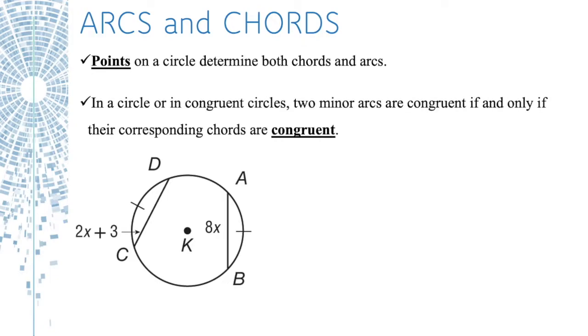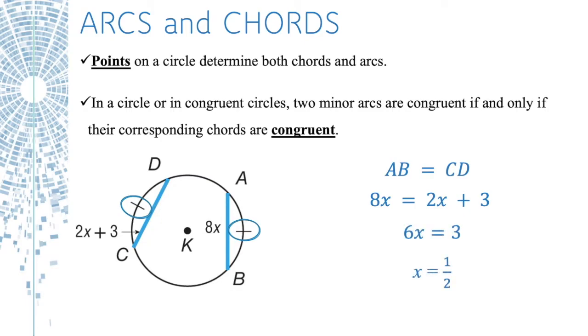In a circle, or in congruent circles, two minor arcs are congruent if and only if their corresponding chords are congruent. So if you see here, it's saying that CD is congruent to AB. Those two arcs are congruent, which means the chords AB and CD are also congruent. So we can use that information to solve for x. 8x equals 2x plus 3, 6x equals 3, and x equals 1/2.